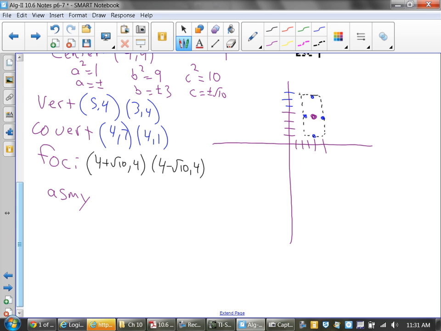When I look at that graphically, the square root of 10 is a little bit more than 3. About here-ish. Just putting it on the graph. I labeled the ordered pair correctly. I eyeballed it a little bit on the graph. It's close-ish. Asymptotes. Put in the asymptotes, those are your diagonals.